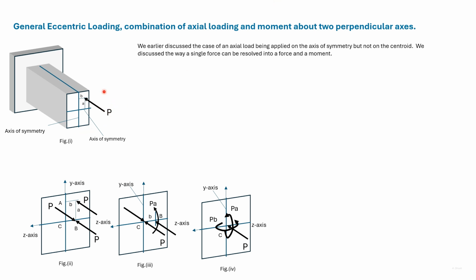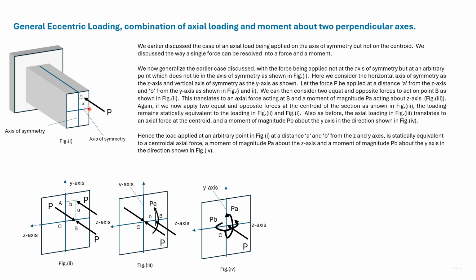This is a case of general eccentric loading. The load P is not applied to any axis of symmetry. It is at a distance a from the horizontal axis of symmetry and at a distance b from the vertical axis of symmetry. As earlier, let us consider two forces which are of equal magnitude applied at the point B as shown in this figure.